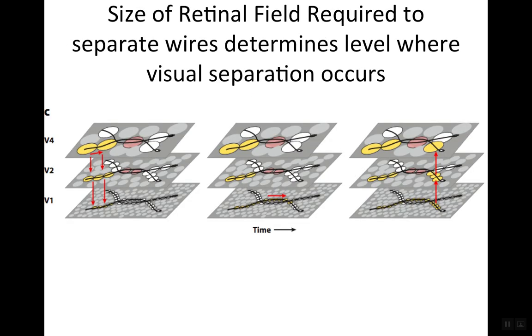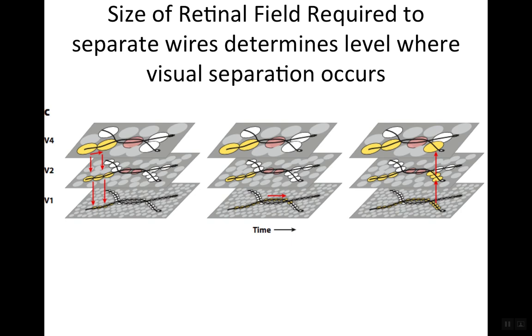In this figure, we're looking at the size of the retinal field at the different layers. So we have at the bottom of the figure area V1. Because it's the primary visual reception area, it's going to have small receptive fields because there's been very little visual processing thus far, and it has the highest resolution in the visual processing system.